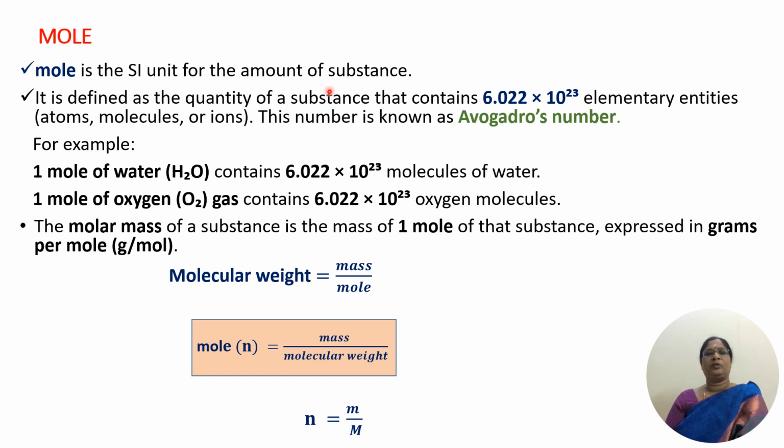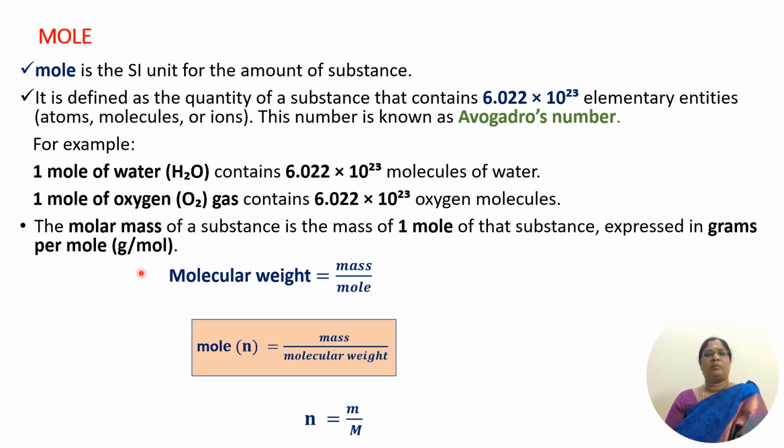Mole is the SI unit for the amount of substance. It is defined as the quantity of a substance that contains 6.022 into 10 raised to the power 23 elementary entities. This number is also known as Avogadro's number. For example, 1 mole of water contains 6.022 into 10 raised to the power 23 molecules of water. Similarly, 1 mole of oxygen gas contains 6.022 into 10 raised to the power 23 oxygen molecules.